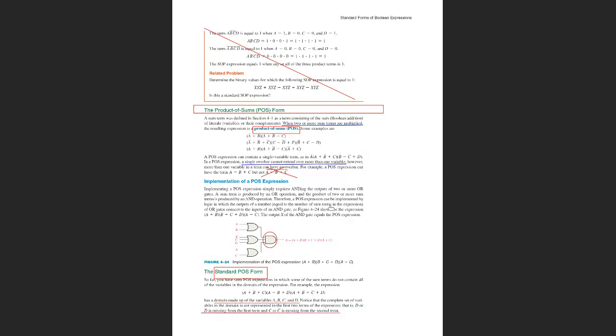So, product of sum. It's easy to guess that when we have Boolean expressions in the form of sums, and then we multiply all of them, creating a product of all of them, we obtain the product of sum. And here you have examples, not A plus B multiplied by A plus B plus C, and so on.